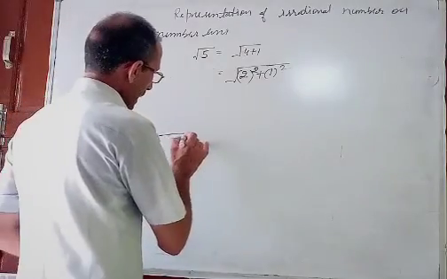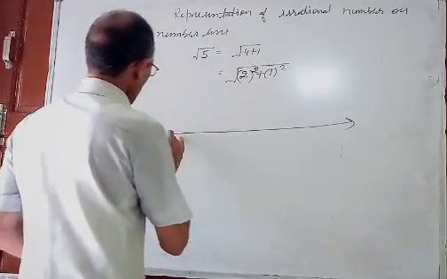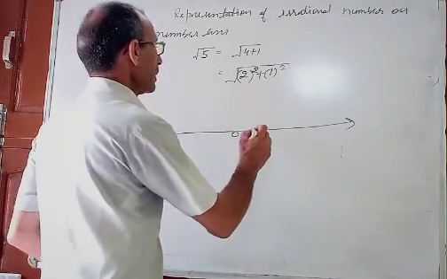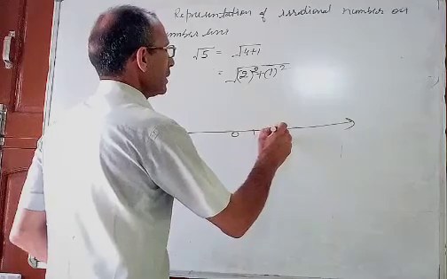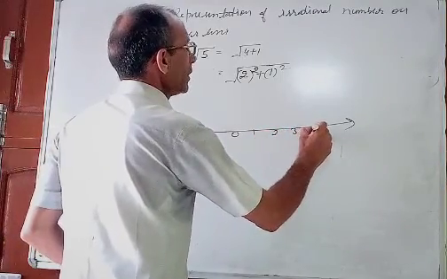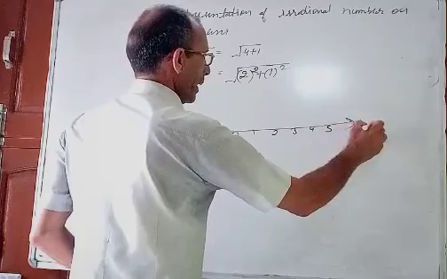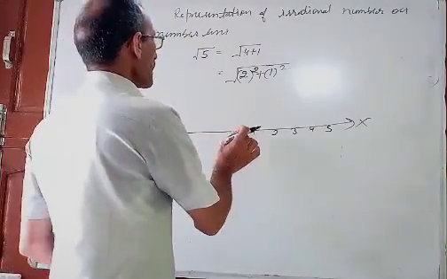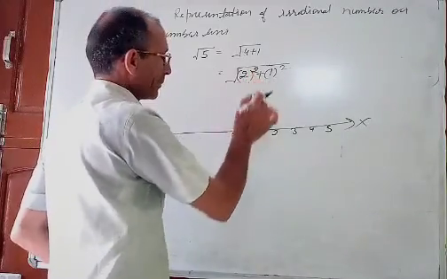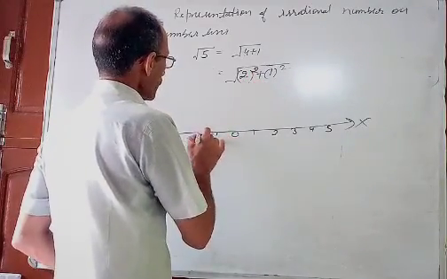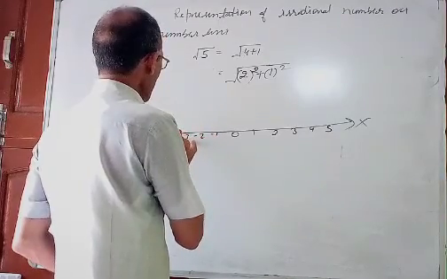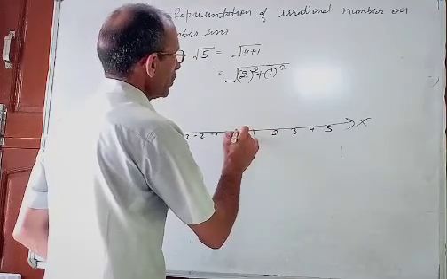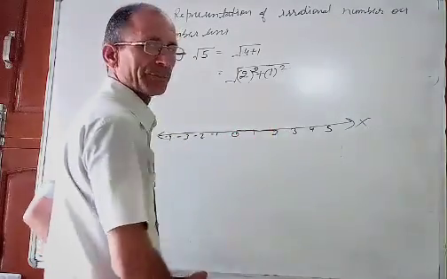Now take a number line. This is 0. At equal distance 1, 2, 3, 4, 5. You can take the x axis, otherwise no need. So this is the number line. Base is 2 units. On this side negative: minus 1, minus 2, minus 3, minus 4. So up to here is 2 units.